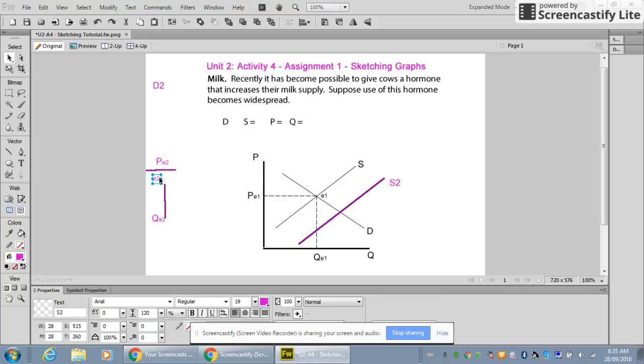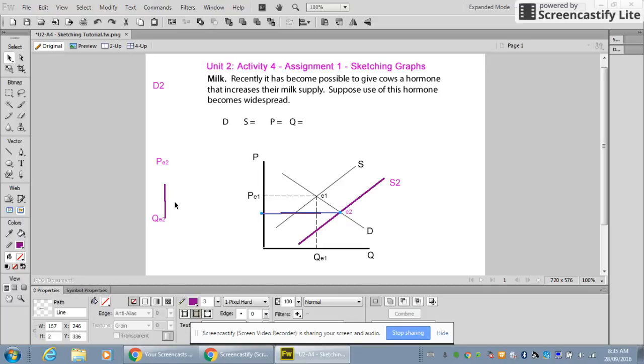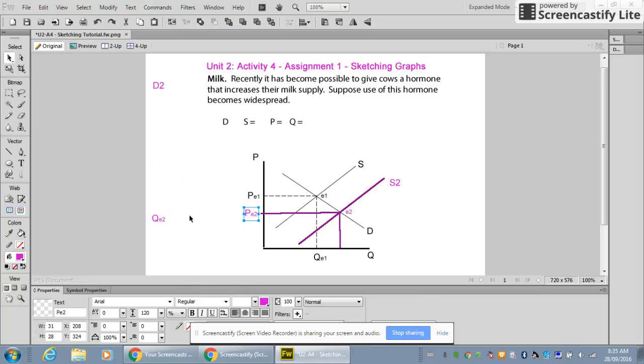We're going to show our new equilibrium condition where the new supply curve intersects demand. We're going to have a new price. We're going to have a new quantity. So there's my price, E2, my quantity, E2.